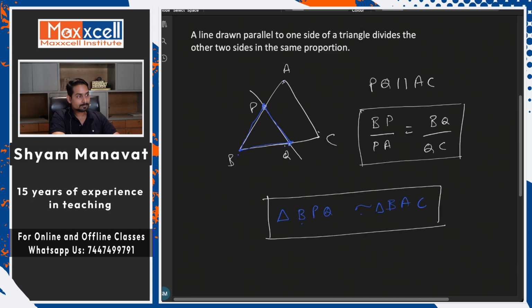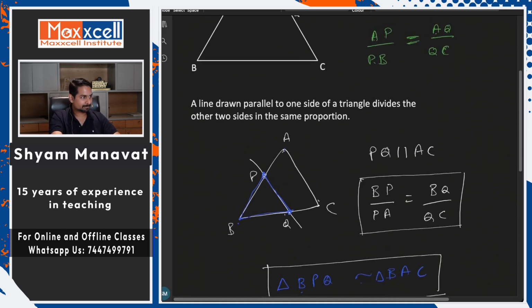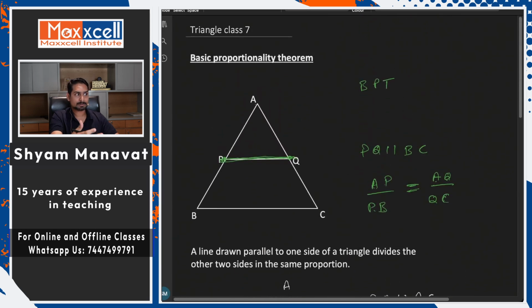Okay, so this is the basic proportionality theorem. Again, the questions we will see in the practice sets. All right, so that's what I wanted to explain here. I hope the basic proportionality theorem is easy to understand and you understood that.